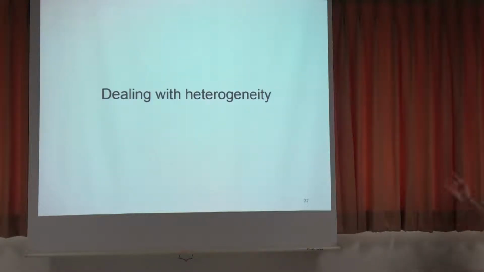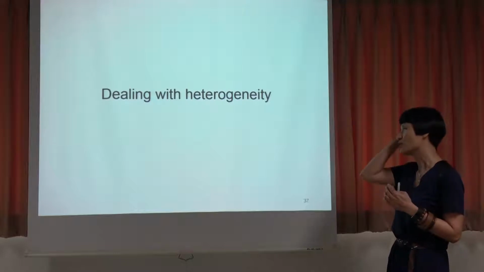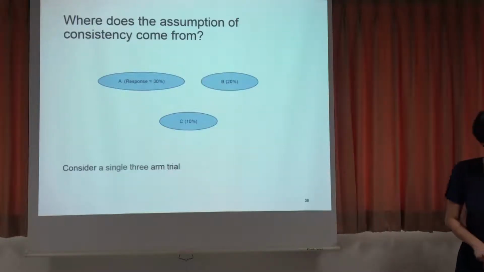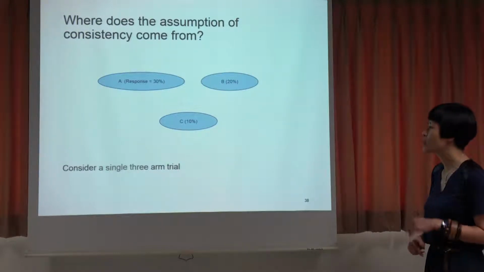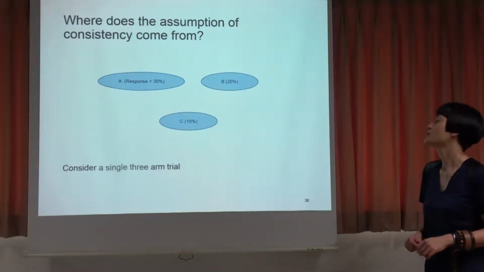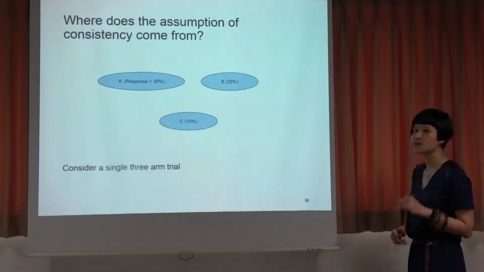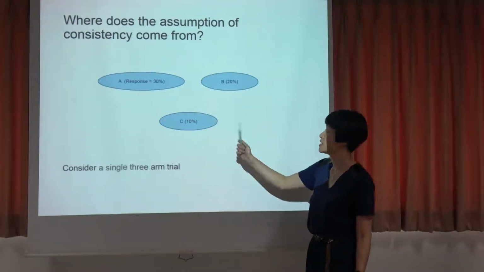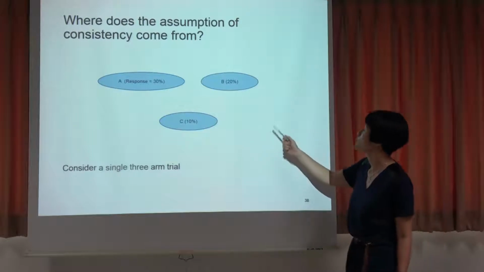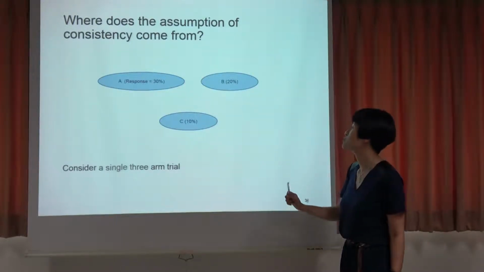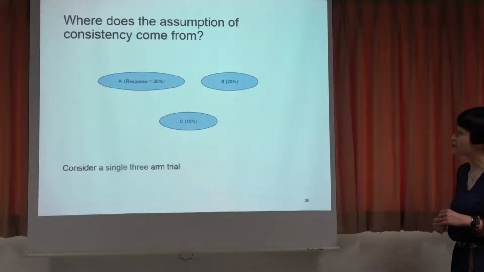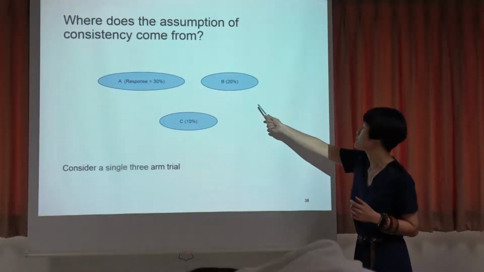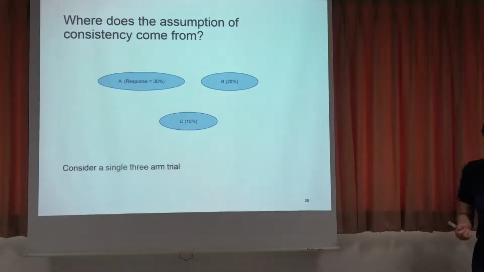So again, we're doing meta-analysis. We need to think about potential heterogeneity. So we talk about consistency. Where does this assumption of consistency come from? If you think about a single 3-arm head-to-head trial, you've got people randomized to A, B, or C, 3 treatments, and each group reports a response rate. In arm A, there's 30% response, 20% in B, and 10% in C, suggesting that A, out of the 3, is the best relative to B and C. So this is if you have a 3-arm trial.